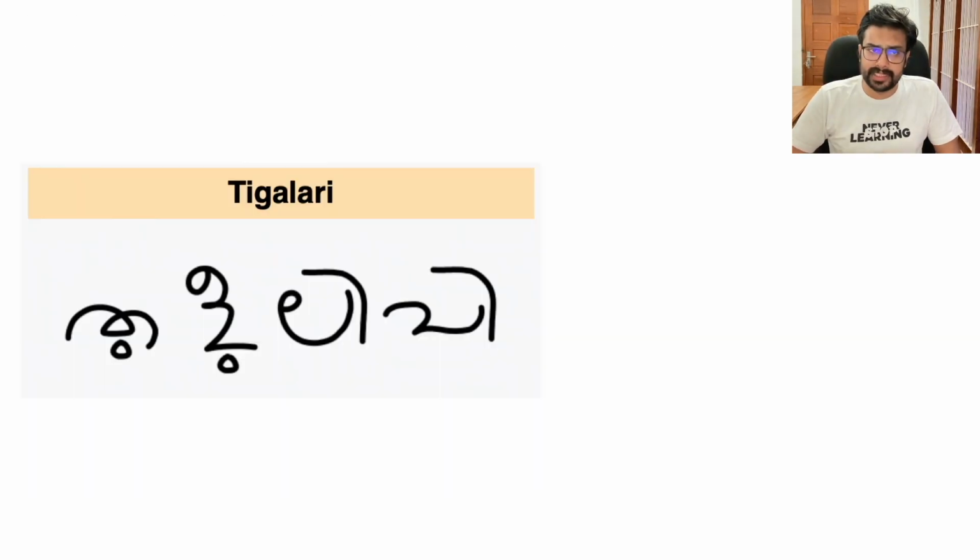Another script called the Tigalari, which is a script used for the Tulu language, was used mainly by the Tulu Brahmins in the southern part of Karnataka and the northern parts of Kerala. It was again heavily influenced by the Grantha script. It is very closely related to the Malayalam script and it was used mainly for writing Sanskrit. In those days, another script arose called the Manipravalam, which incorporated both the Grantha script as well as the Vatteluthu. The Grantha script was used to write the Sanskrit words and the Vatteluthu was used to write the local words.